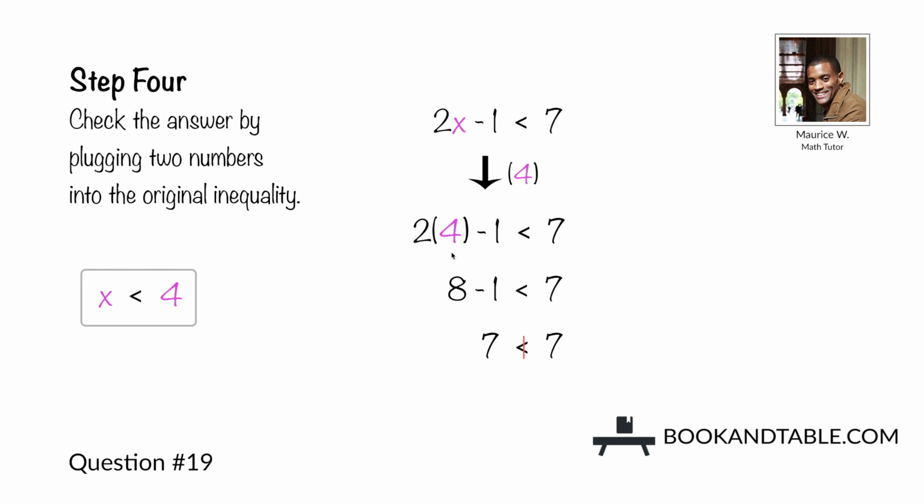When we plug in 4 for x, we get 2 times 4, which is 8. 8 minus 1, which is 7, leaving you with the false statement, 7 is less than 7. So that confirms that the second part to question number 19 is x is less than 4.